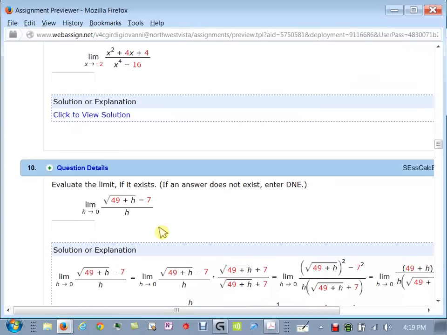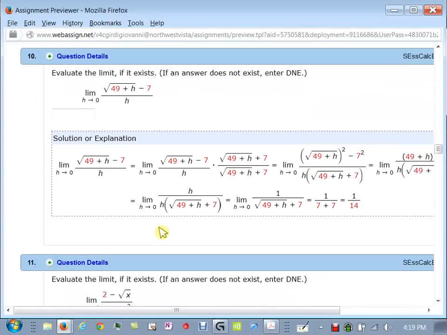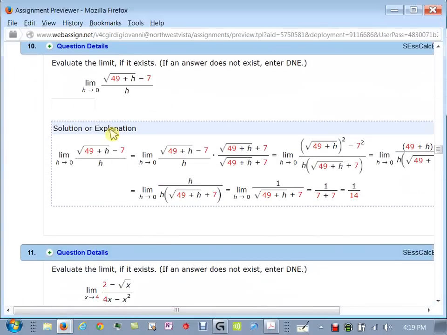All right, next one. All right, this one's going to be a monster. Okay, let's let h go to 0 in this expression. If h goes to 0, you get square root of 49. Square root of 49 is 7. 7 minus 7 is 0. All over h, which is going to 0, so that's 0. So we do have the form 0 over 0. So we have to do some algebra. Question is, what do you do? Because there's nothing to factor. So whenever we see square roots, we always want to start thinking conjugate.